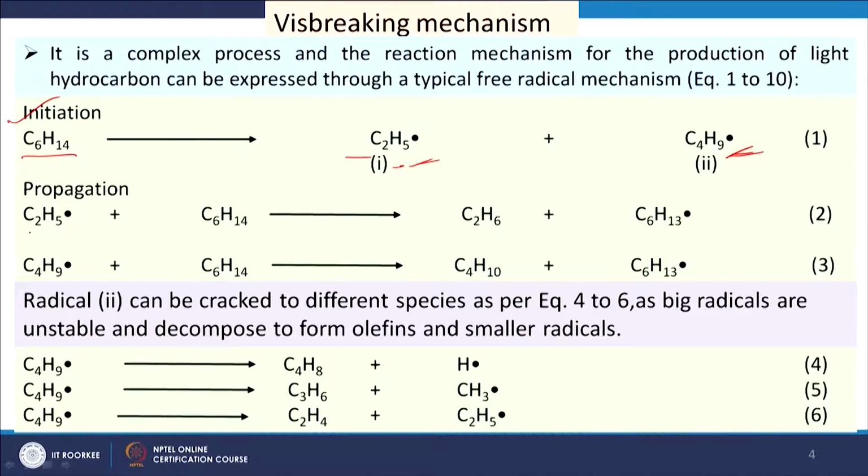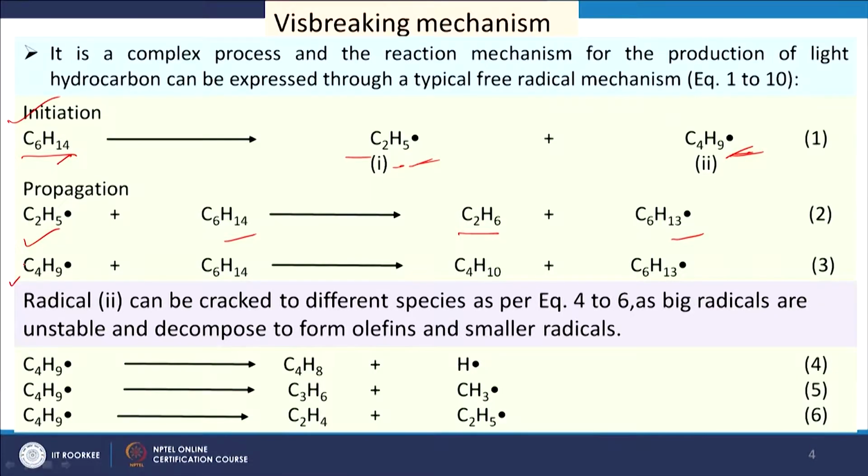The C2H5 dot which we are getting here can again react with C6H14 and give us C2H6, a lower hydrocarbon, and again C6H13 dot, another bigger free radical. The C4H9 free radical can again react with C6H14 and give us C4H10 plus C6H13 free radical. So, we are getting basically lower molecular weight hydrocarbons and the higher free radicals.